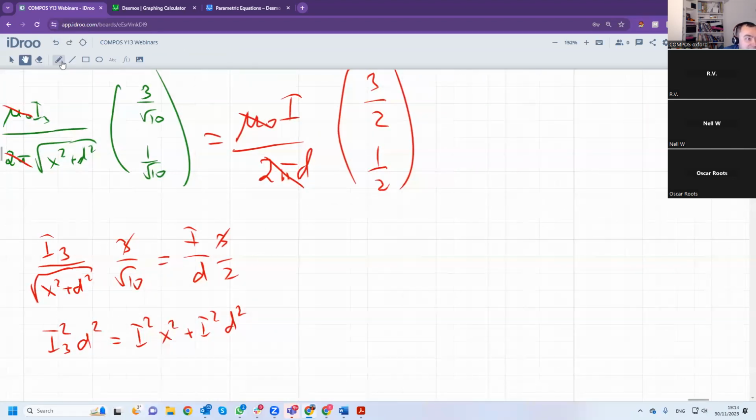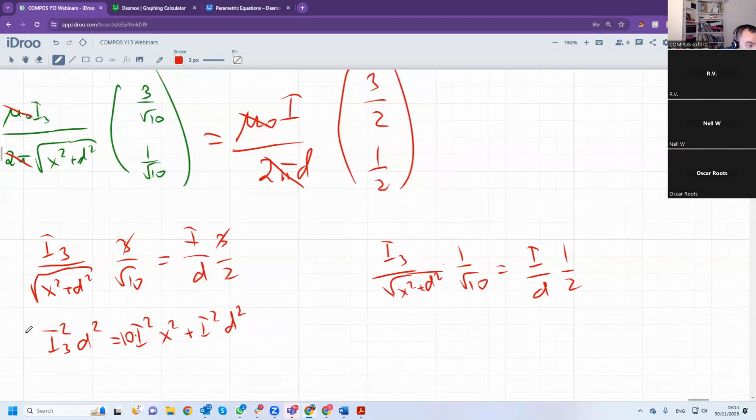Let's see what we have from the second one. So I3 over the square root of x squared plus d squared, 1 over root 10. Oh, I forgot the 10. I lost the 10. So it's going to be 10 here. Okay, 1 over root 10 equals I on d, 1/2. I lost the 2 as well. So I3, so there's 4.